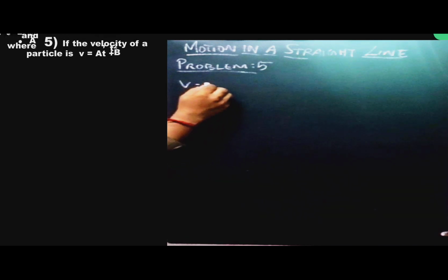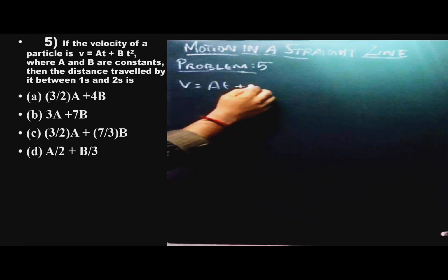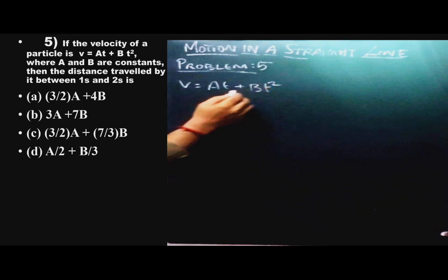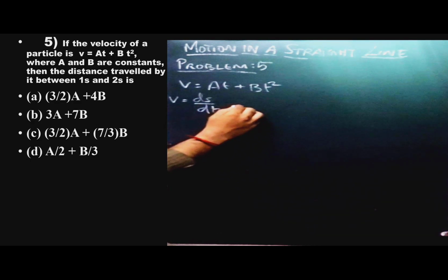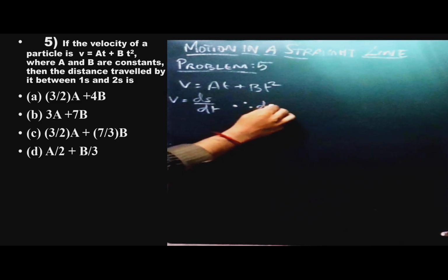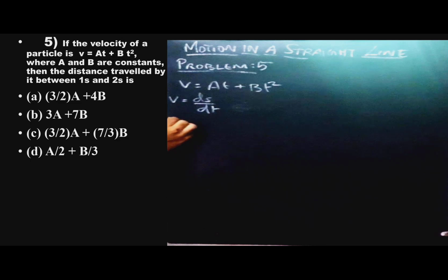The velocity of a particle v is equal to at plus bt square. A and b are constants, and we are going to find the distance traveled between 1 and 2 seconds, and which answer suits it. Therefore v is equal to at plus bt square is the expression which has been given. So v is equal to ds by dt, that is, velocity is the rate of change of displacement.